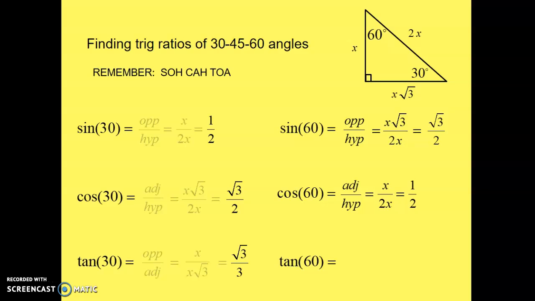All right, tangent of 60 is going to be opposite over adjacent, which is going to give you x root 3 over x. Reduce the x's, and now you just have root 3 because there's a 1 on the bottom as the denominator. You don't have to write it as that fraction, but you can. Okay.